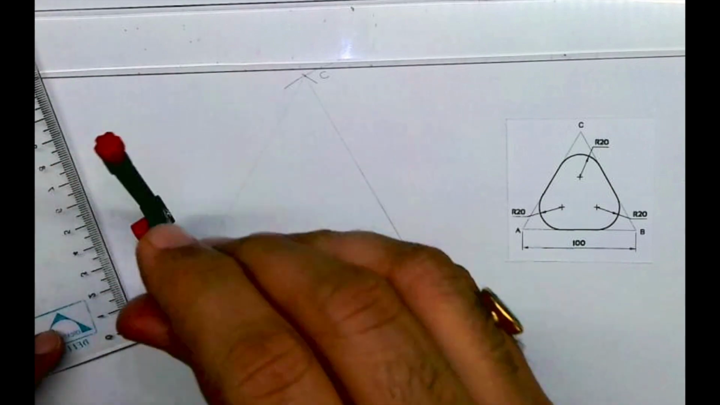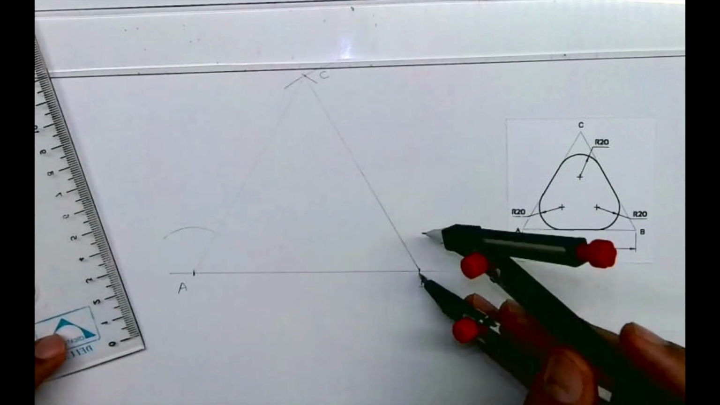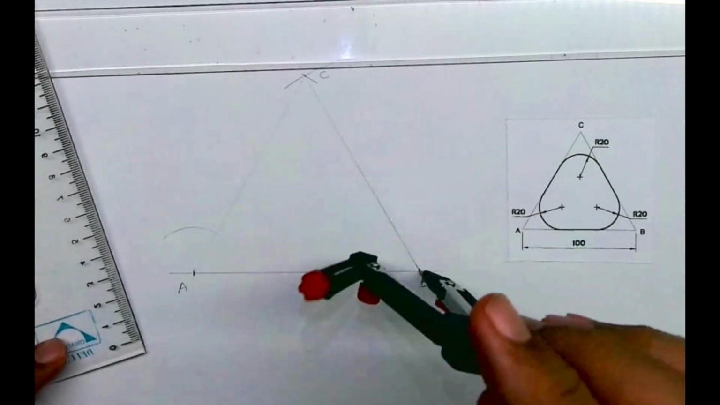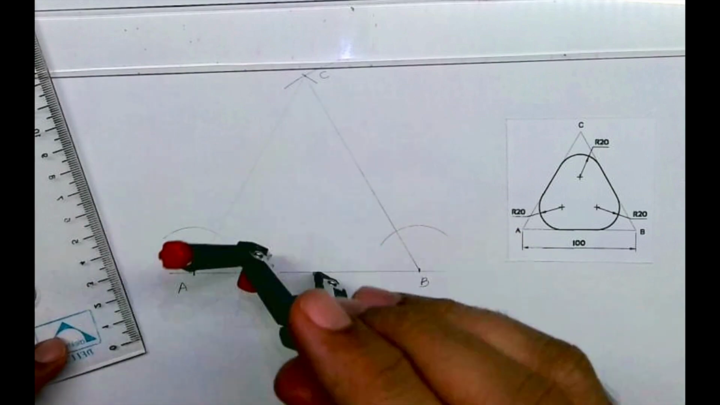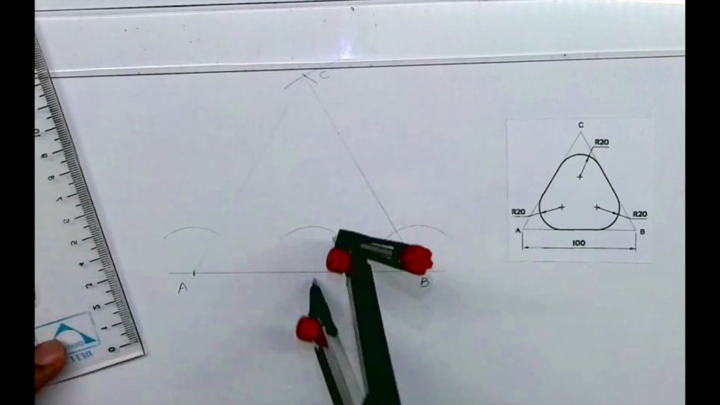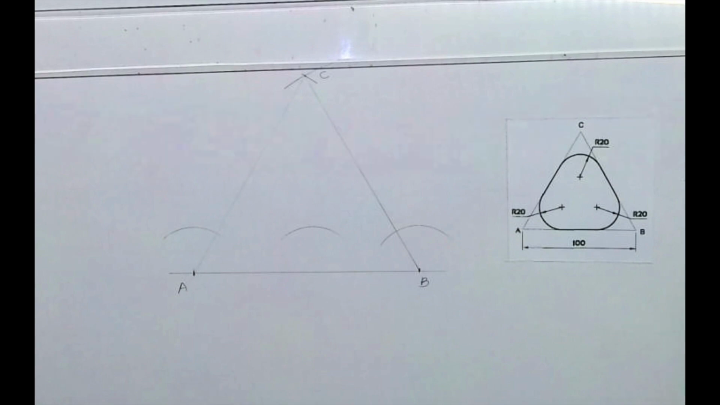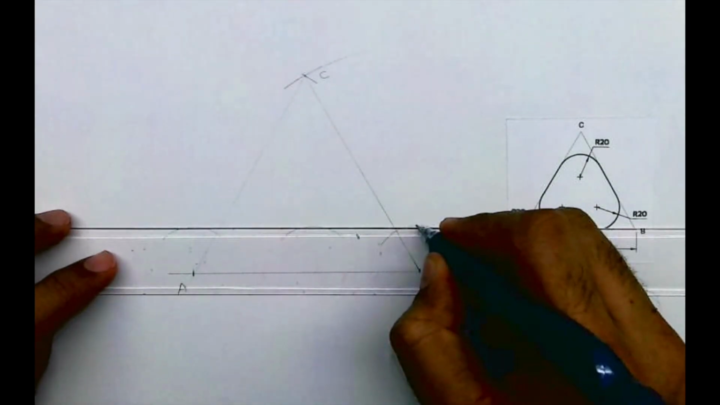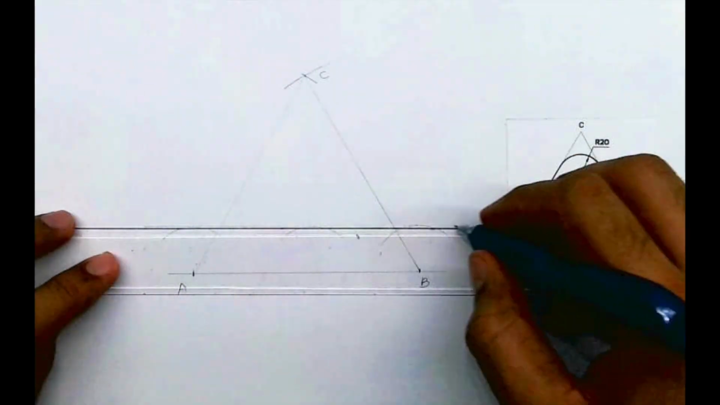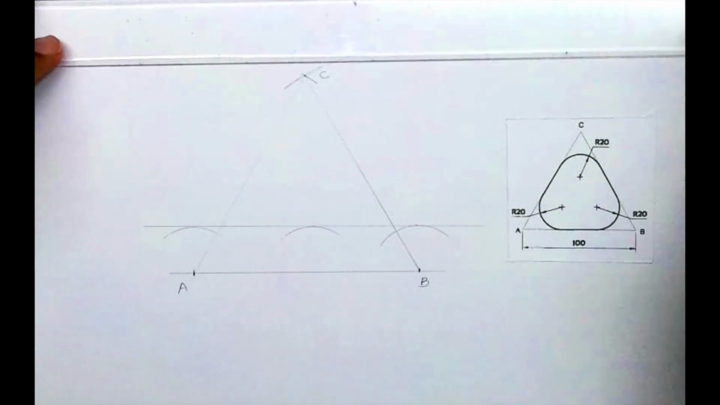and I'll cut from A as well as from B, and anywhere in between from A to B, any point, I will draw one more arc. So I'll get 3 arcs, and when I draw a line touching all these 3 arcs, see, what I have done is draw a parallel line to line AB.